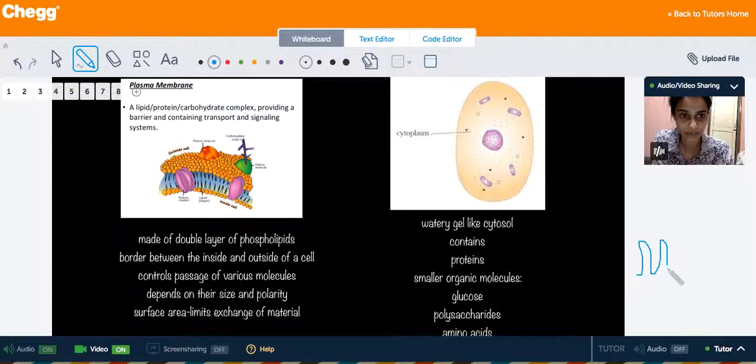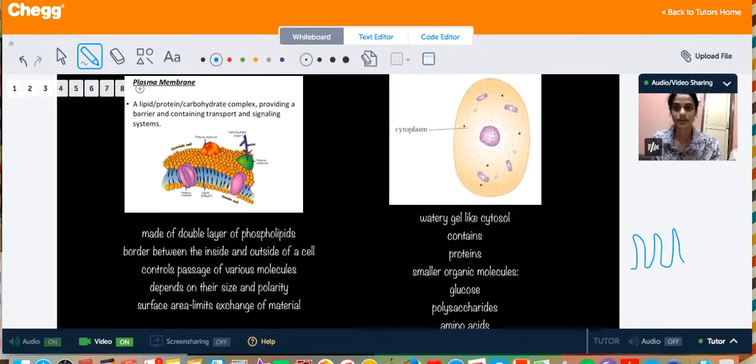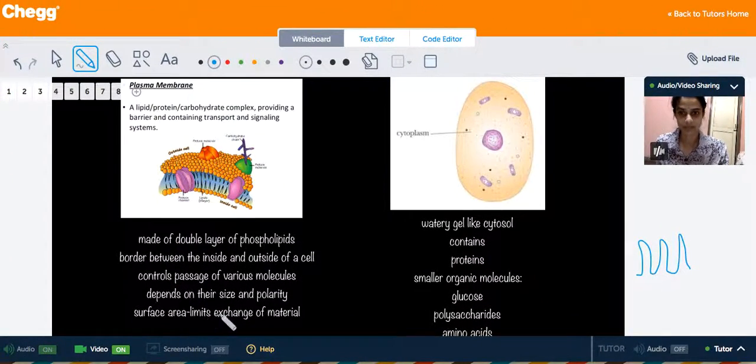They're finger-like projections which help to increase the surface area of the cell, and that's what helps to absorb more nutrients from the food in the intestines. So that's what it means by surface area is going to limit or determine the exchange of materials happening across the cell membrane.